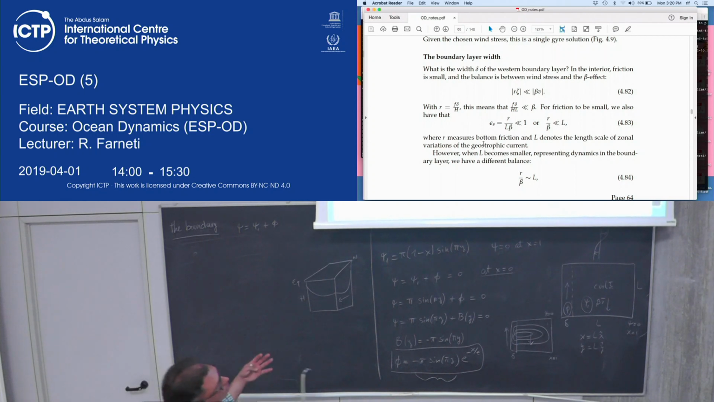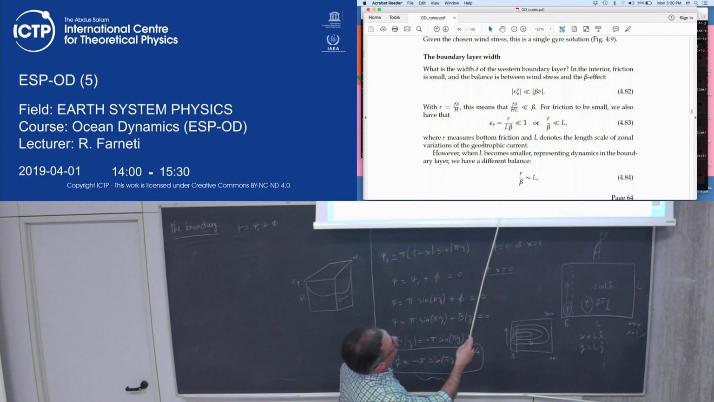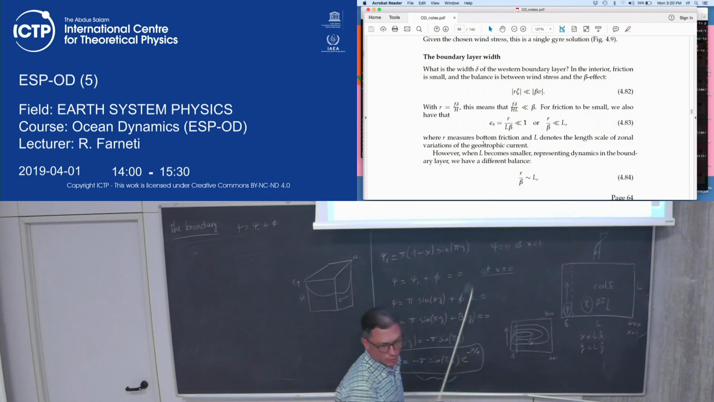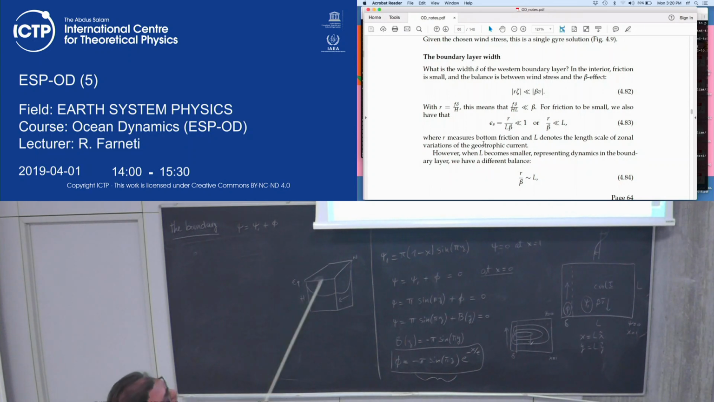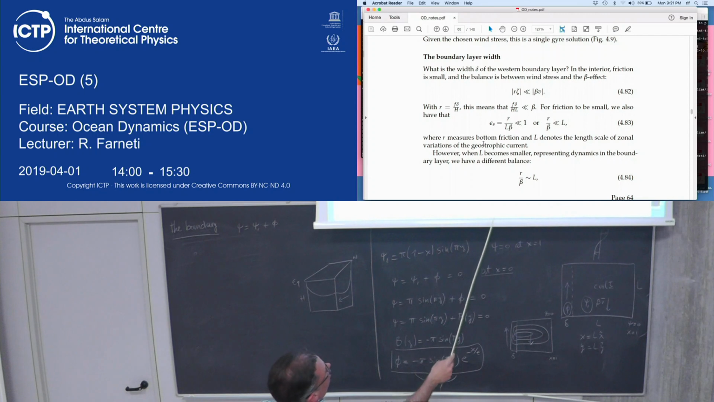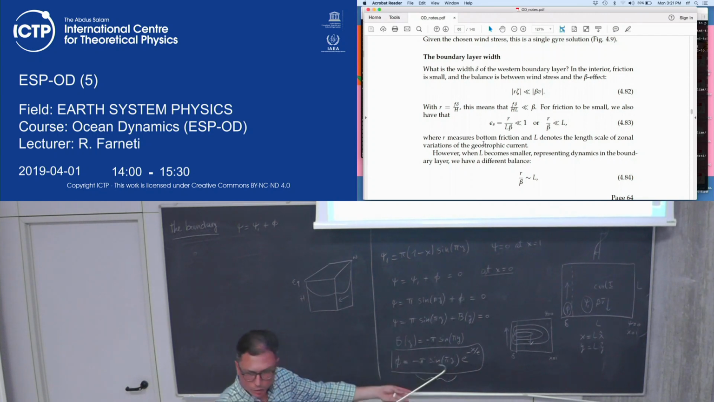Which makes sense. So in the interior, where L is the horizontal scale of the gyre, the velocity scale is very large, and R is friction. So in order for friction to be small, the interior has to be very large, and the frictional effects must be very small. Okay. So in this case, you can neglect the frictional effects, and you go to the interior solution.